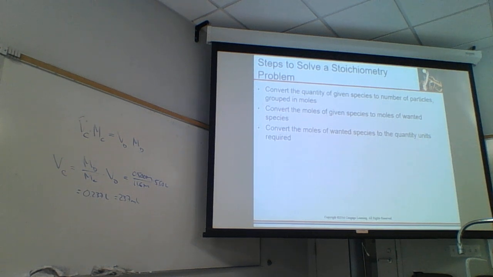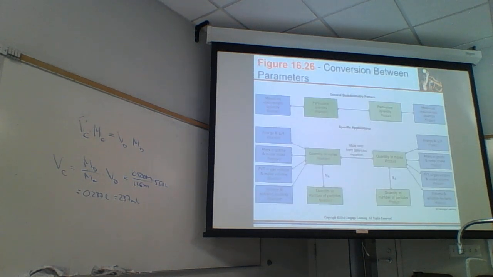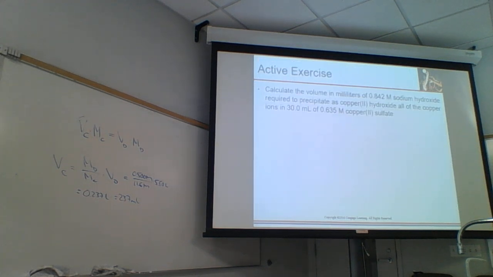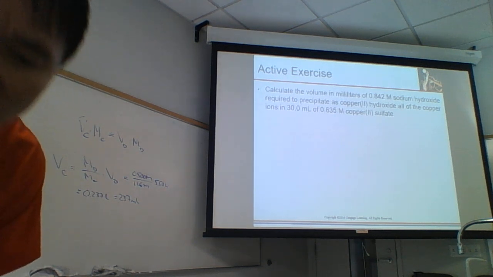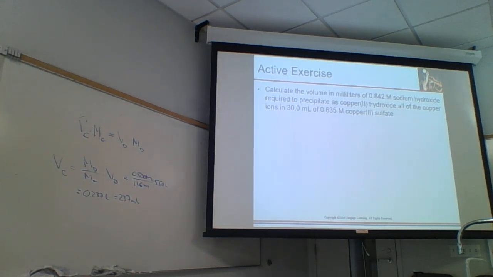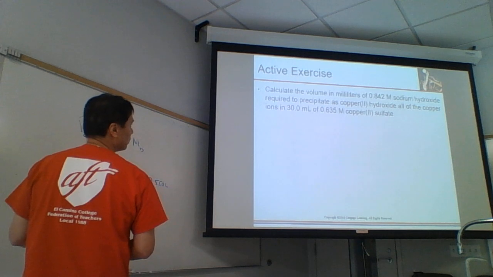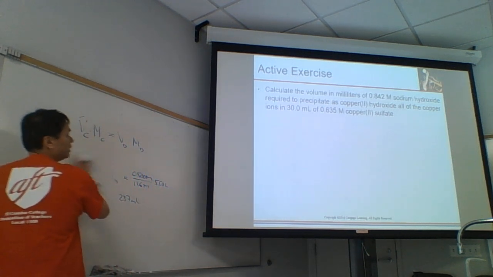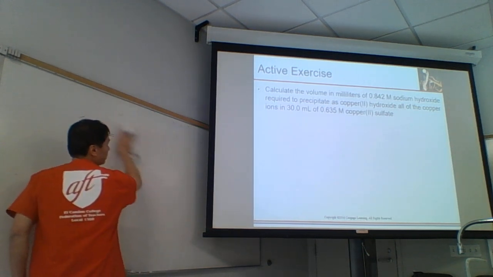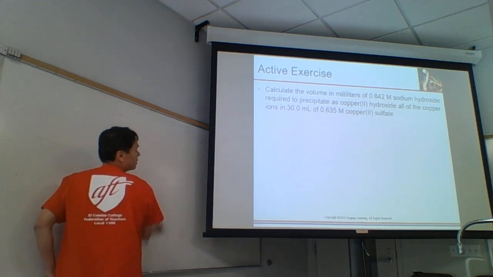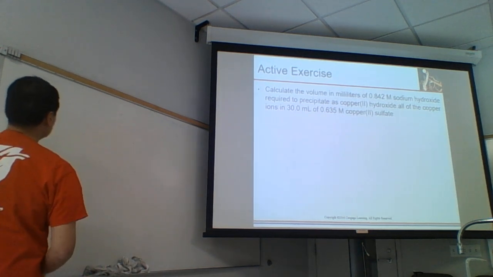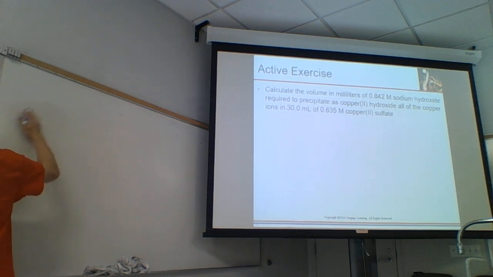Then we're going to switch gears again. We're going to go from solution dilution to stoichiometry. Solution stoichiometry. For solution stoichiometry, we want to use the molarity. So calculate the volume in milliliters of 0.842 molar sodium hydroxide required to precipitate as copper 2 hydroxide all of the copper ions in 30.0 milliliters of copper 2 sulfate. And so what's the reaction here?